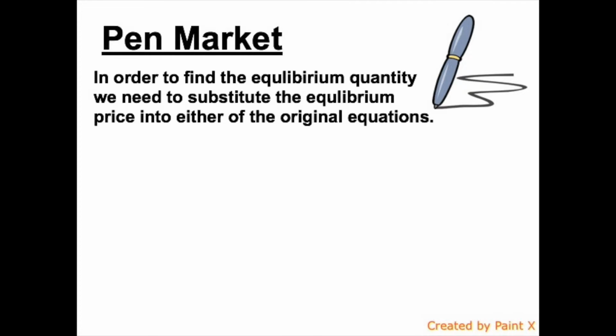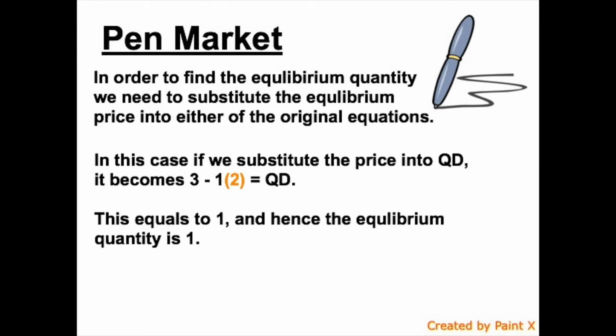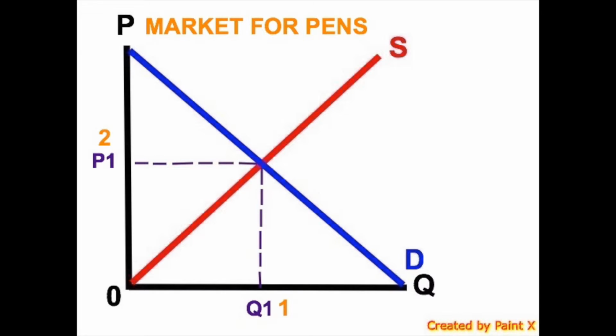In order to find the equilibrium quantity, we would just need to substitute the equilibrium price back into the equation. In this case, 3 minus 1 times 2, which equals 1. Hence, the equilibrium quantity is 1. Now that we know what the market equilibrium quantity and price are, we may demonstrate this illustratively on the model.